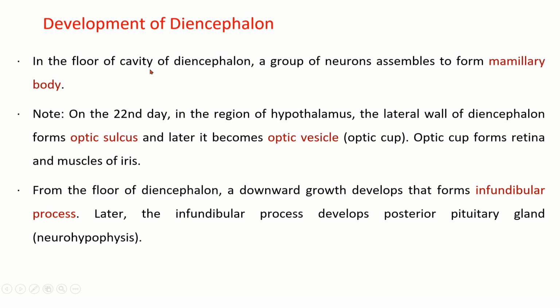So in the floor of the cavity of the diencephalon, a group of neurons assembled to form the mammillary bodies, I have shown in the earlier picture. Then on the 22nd day, in the region of hypothalamus, the lateral wall of diencephalon forms optic sulcus, which later becomes optic vesicle, forms the optic cup, so it forms the retina and muscles of iris. So from the floor of diencephalon, a downward growth develops that forms the infundibular process. Later, the infundibular process develops into posterior pituitary.